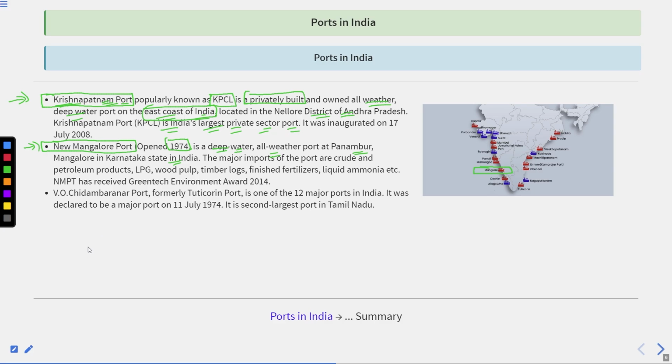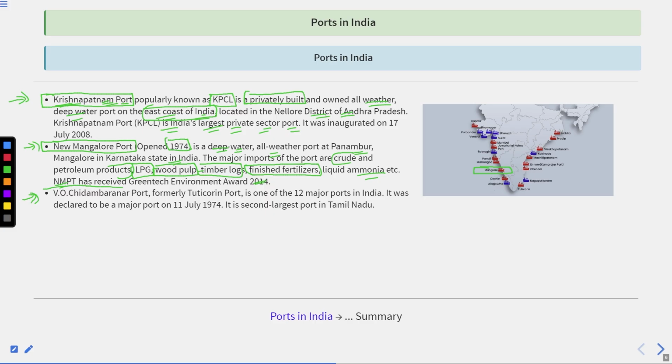The major imports of the port are crude and petroleum products, LPG, which means liquefied petroleum gas, wood pulp, timber logs, finished fertilizers, liquid ammonia, and etc. Okay, the New Mangalore Port Trust had received the Green Tech Environment Award in 2014.